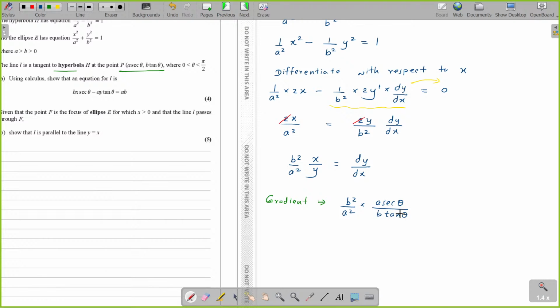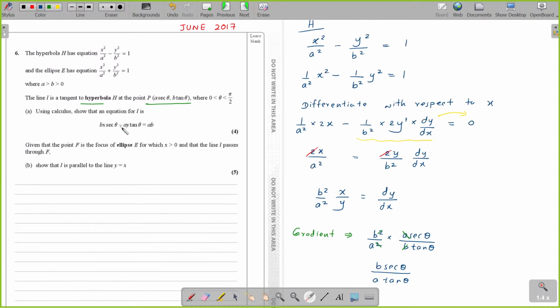And we can simplify this slightly, right? So you can cancel out a single b term, you can cancel out a single a term, and you end up getting b sec theta over a tan theta. And by the way, sec is 1 over cos, tan is sine over cos. Is it necessary to replace sec with 1 over cos and tan with sine over cos? No. Why? Because you keep your eye on the show that. Now your show that has terms entirely with sec and tan. So we will not replace sec with 1 over cos and tan with sine over cos. We will keep it as it is because we need the answer in terms of sec and tan.